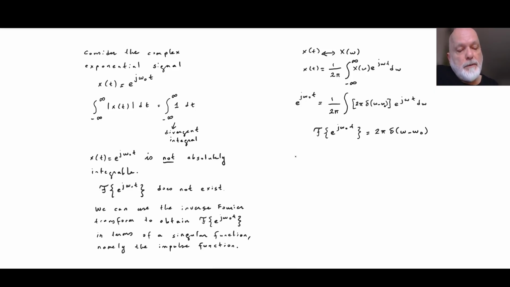Okay, now let us see an example of this result, or an example related to this result. For instance, x of t is cosine t. Let me call it x1 of t, cosine t. So x1 of t can be expressed as 1 over 2 e to jt plus e to minus jt.